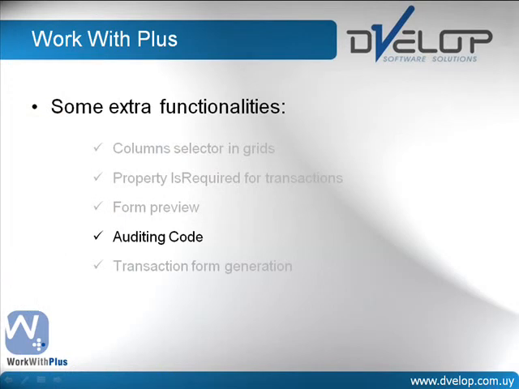Let's take a look at another functionality. WorkWithPlus allows the user to add auditing code in every action of every transaction. This means that after every action of a selected transaction, a procedure will be called in which the user has complete control. The user can select to add code in this procedure, for example, that every time a new record is added to this transaction, a log is populated or notifications are sent.